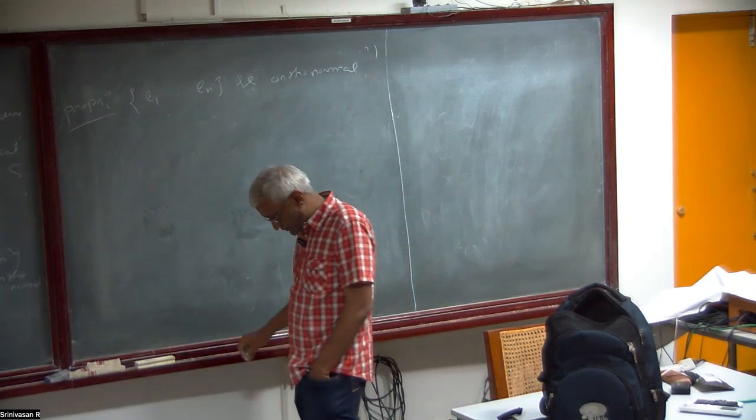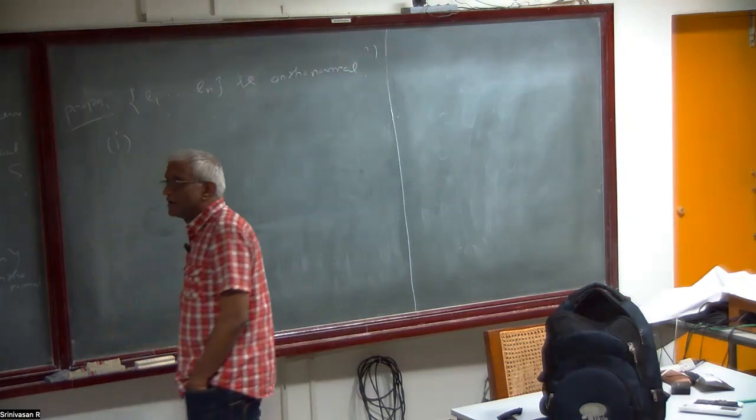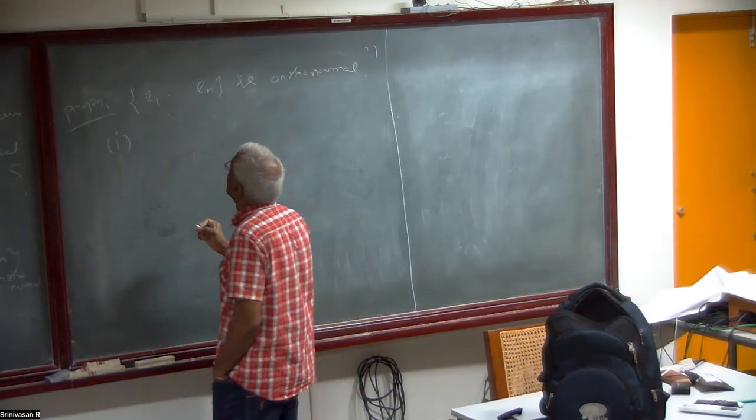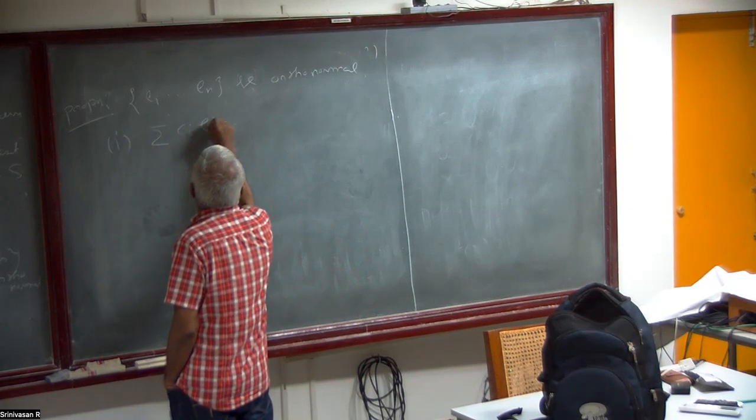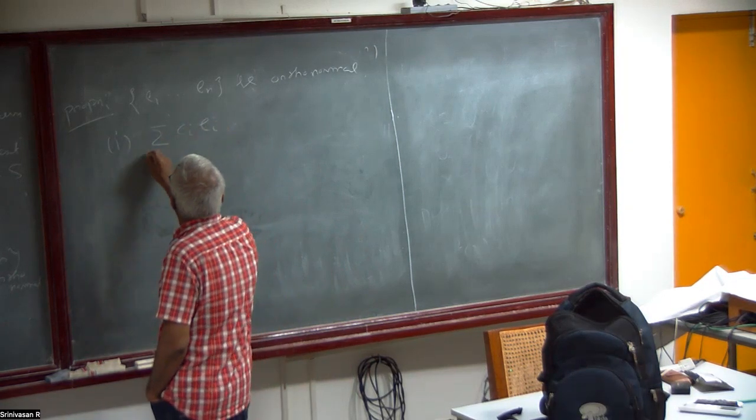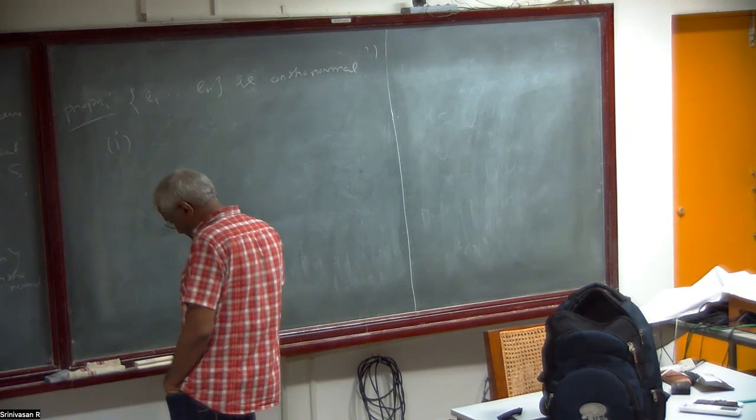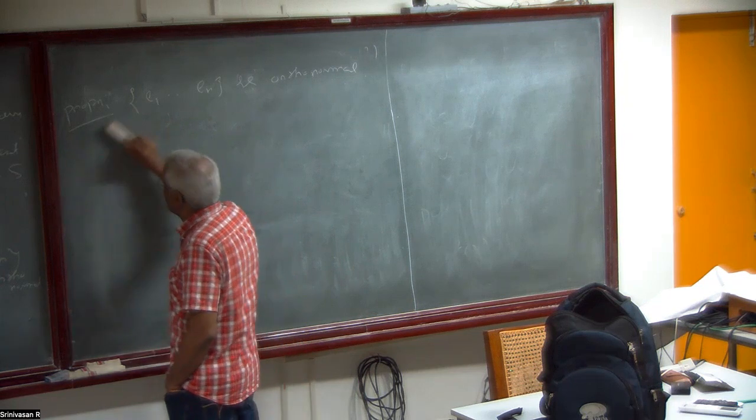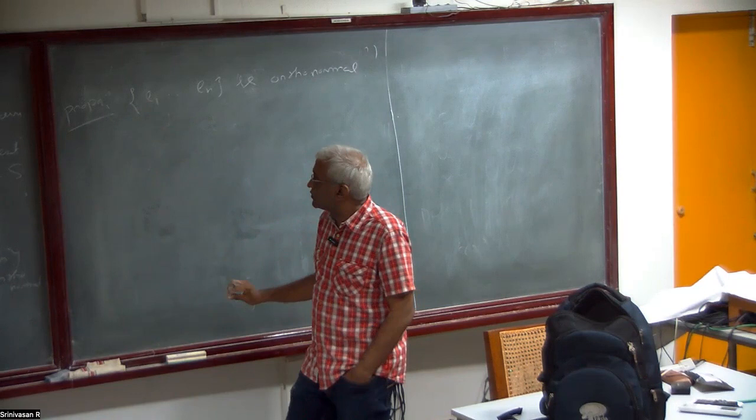First statement: summation Ci Ei. I mean, that is trivial anyway. What I wanted to state is trivial. It will be part of the proof.